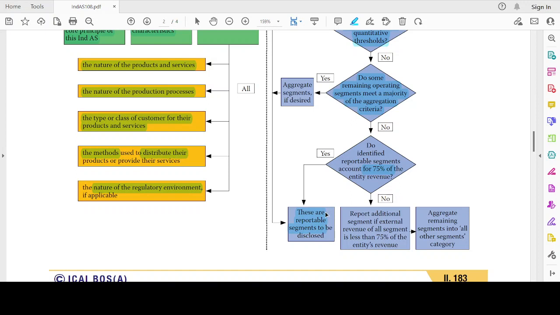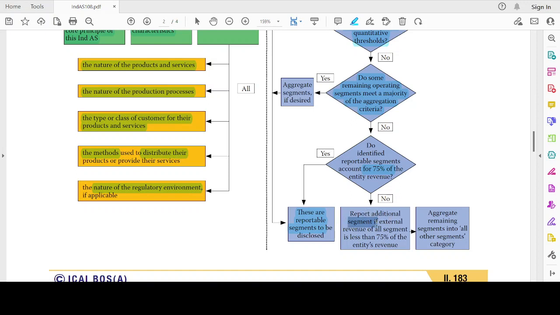Okay, see, none of the criteria is satisfied. But if I check some three together, then it is making 75% of the gross revenue. Then you can report it as a reportable segment. If external revenue of all segments is less than 75% of the entity's revenue, aggregate the remaining segments into the all other segments category.